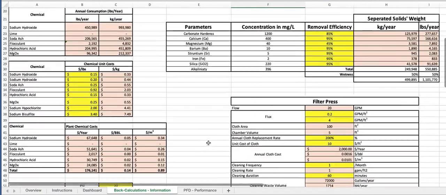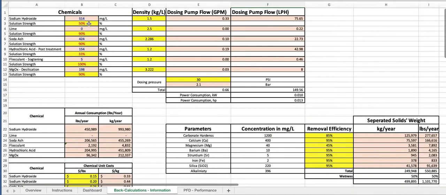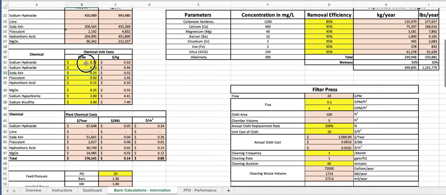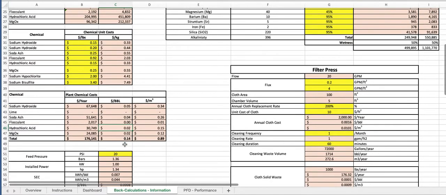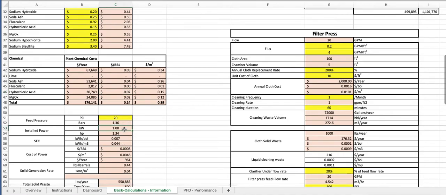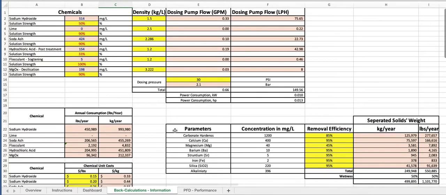Very similar to the dashboard, all the yellow cells here are the cells that you can change the input depending on your project conditions. For the sake of argument, if your cost of sodium hydroxide is much higher than that in terms of dollars per pound, you can change it to whatever you want to change it to. And the pink ones are the ones that are calculated using the methodologies defined inside this tool.